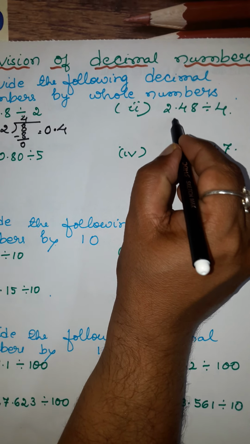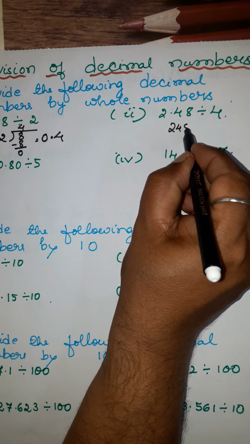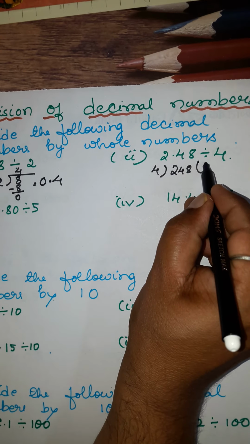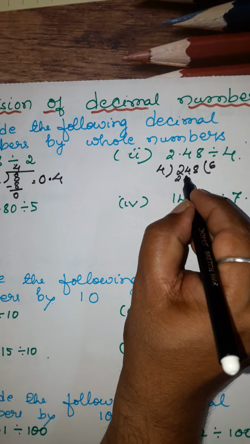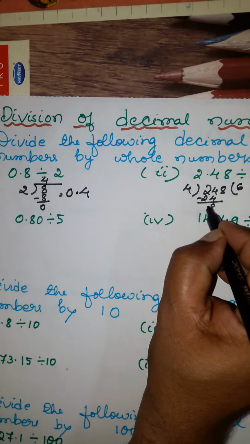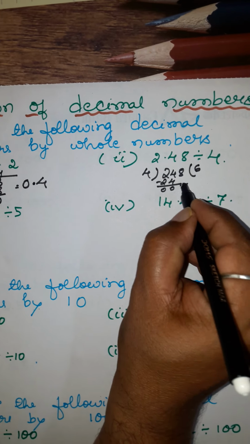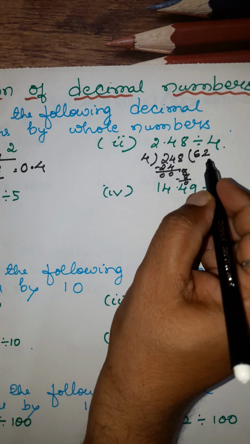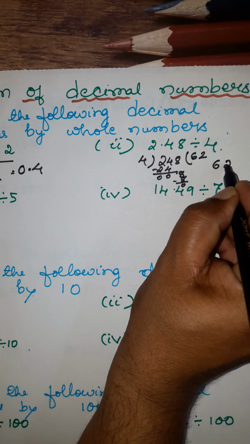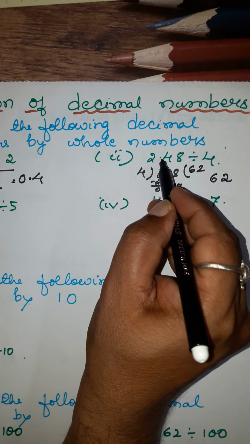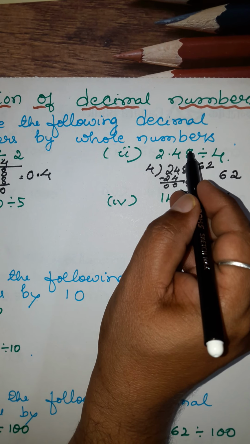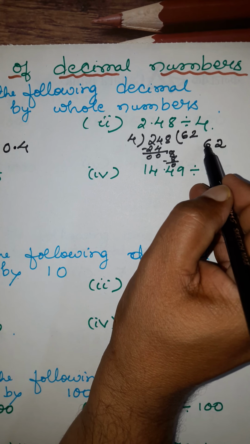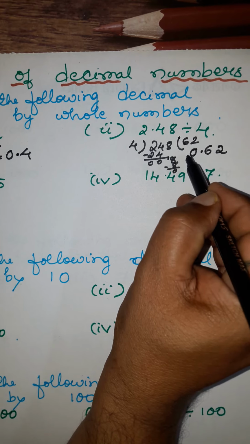Here also you do the usual division. 248 divided by 4. 4 times 6 is 24. So if you subtract you will get 0 0 8 here. So 4 times 2 is 8. 8 minus 8 is 0. So we are getting 62. So in the dividend, after the decimal point, there are two places to the right. So here you have to move two places from right to left, one to put the decimal point, 0.62.